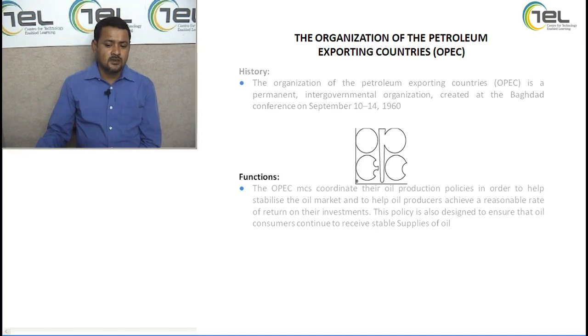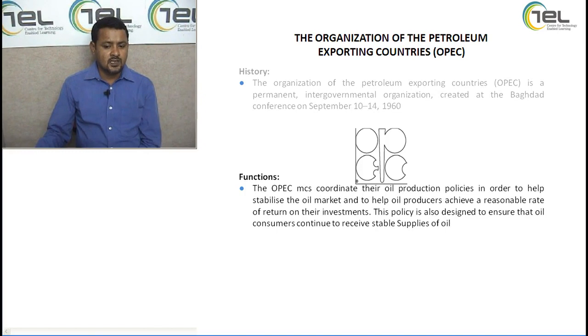OPEC must coordinate its members' oil production objectives in order to help stabilize the oil market in the world and help oil producers achieve a reasonable rate of return on their investments. This policy is also designed to ensure that oil consumers continue to receive stable supplies of oil. So OPEC was primarily established to look after the goals of getting a reasonable rate of return for its members and providing consumers the world over with a stable and equitable oil supply, because OPEC countries almost control 60% of the world's oil supply.